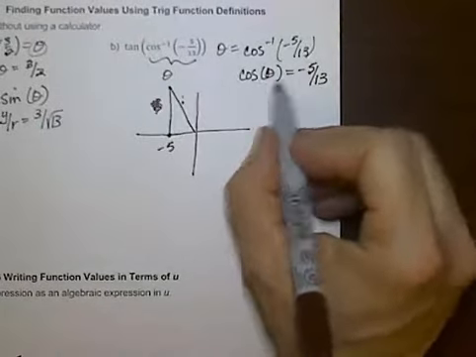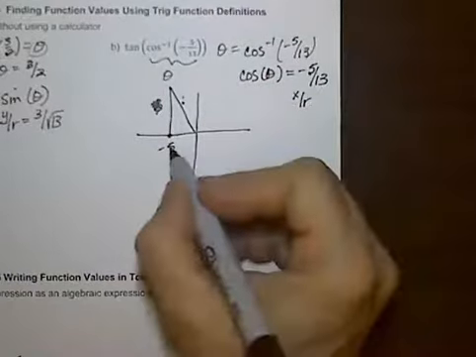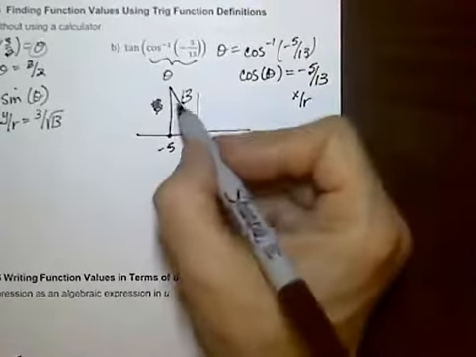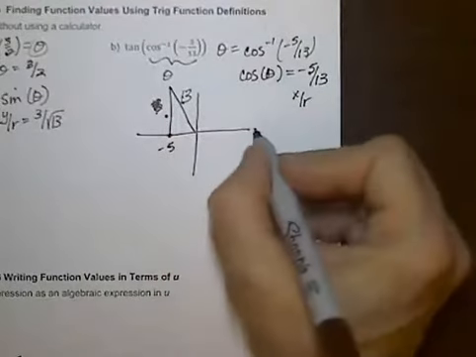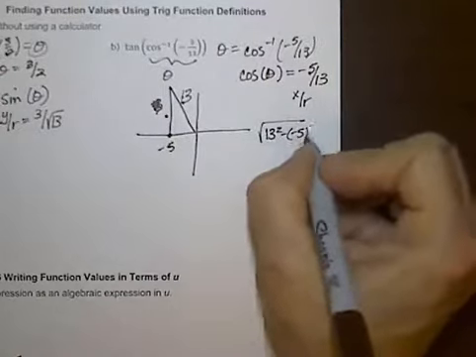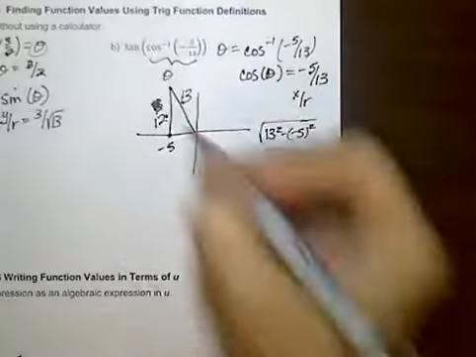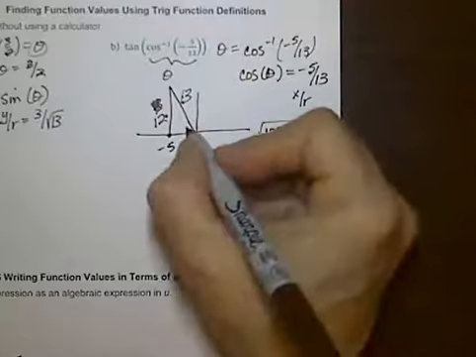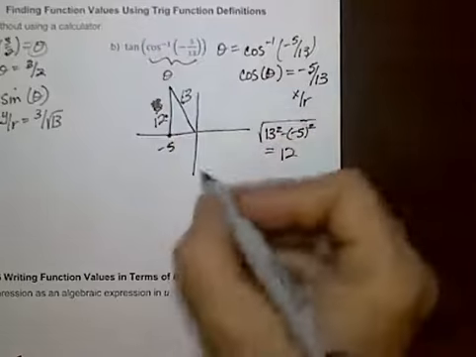Now for our picture, cosine is x over r. So I want to make my x a negative 5, and then my r is going to be 13. That means I can find the 3rd side of my triangle, the y. This is going to end up being the square root of 13 squared minus negative 5 squared, which would give me 12. So the y in my triangle is 12. Now I'm trying to find the tangent for this angle, so I'm going to take the y over the x.